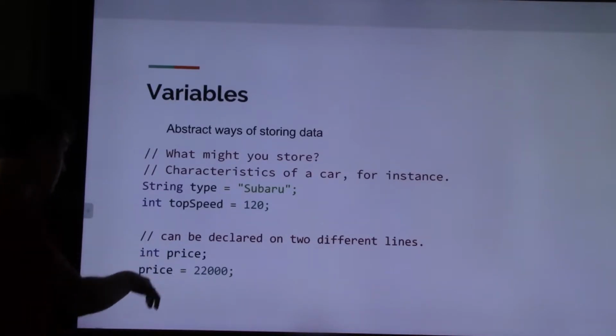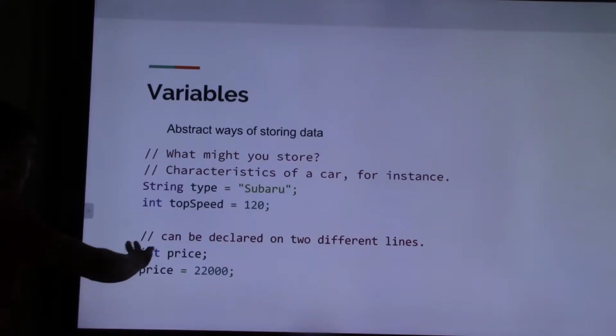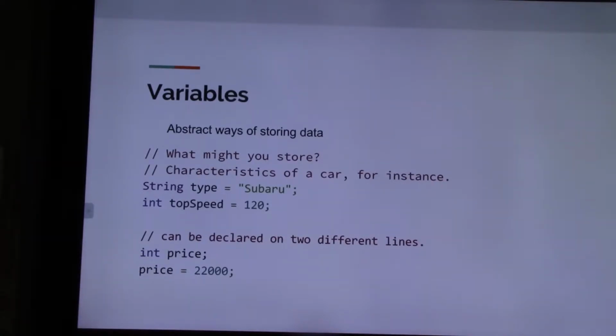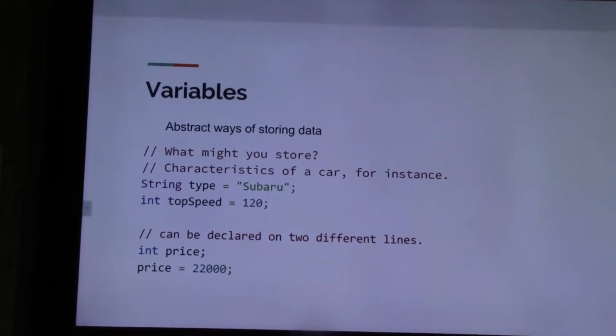You've got the price, which is another integer, though it could be a floating point if you wanted to have cents on the end. And here's an example of how you can do a variable declaration on multiple lines. So price equals 22,000. The one thing you want to be careful of though is you don't want to use price if you haven't actually set it to something. You can get some interesting behavior when that happens. So that's kind of the idea behind variables.